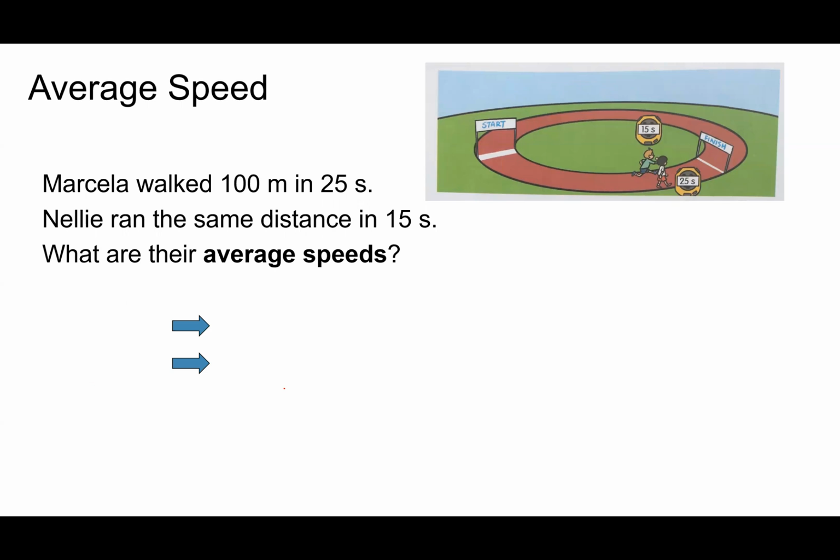All right, so Nellie runs the same distance in 15 seconds. Okay, so class, if we're finding speed, what goes on the left? Time or distance? Time. Okay, what is the distance that Nellie ran? 100 meters. Okay, so we're going to make it look like this. In 15 seconds, Nellie ran 100 meters, and we're looking for meters per second. So what do we need to do now? Elijah?